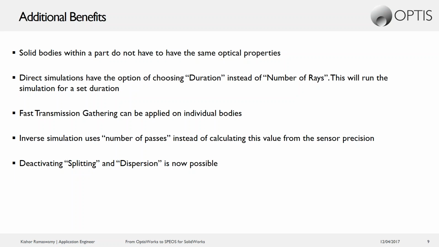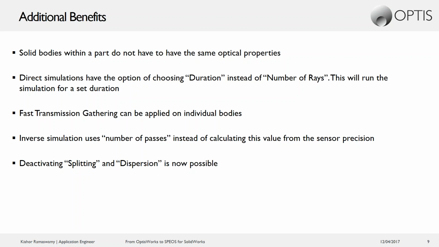The inverse simulation now uses a number of passes instead of calculating the value from a precision input that we used to use on the sensors. So previously this number of passes was computed from this precision value. Now it's something that we set directly.